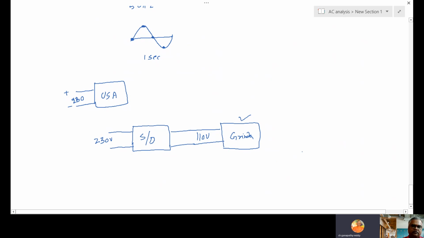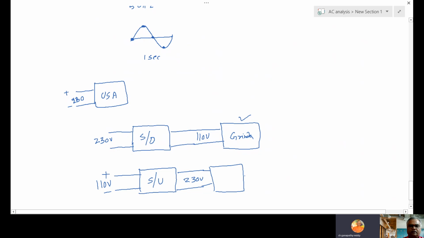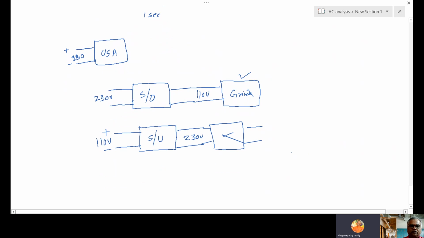It is the reverse if you want to use an Indian grinder in America. There you have to use a step up transformer. But what is the voltage available in USA? 110. And step up to 230 volts. Then use our grinder. It will run. So these precautions you have to take.